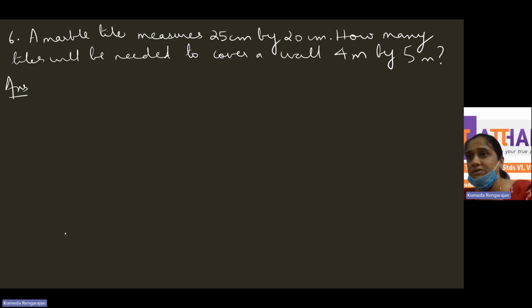The length and the breadth of the wall is given: 4 meters by 5 meters. You need to stick tiles on that wall, and the dimensions of each tile are 25 centimeters by 20 centimeters. The question is how many tiles will be needed?